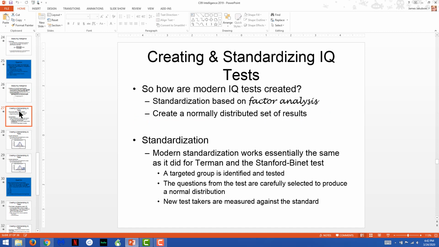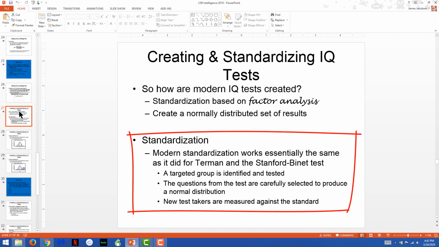Now, the process of standardization in an IQ test essentially takes place the same way today as it had done way back in the time of the Stanford-Binet's creation. You have to find a group that you're going to work with. So let's say you're creating a first IQ test. You start with 10-year-olds and you ask yourself, how much should 10-year-olds know? Well, there's no way to answer that question, right? You have to measure 10-year-olds to know how much information they actually have.